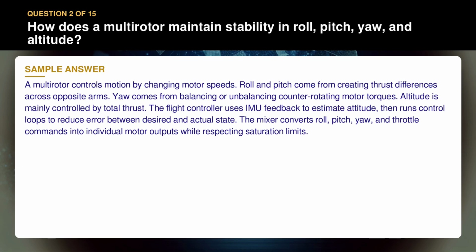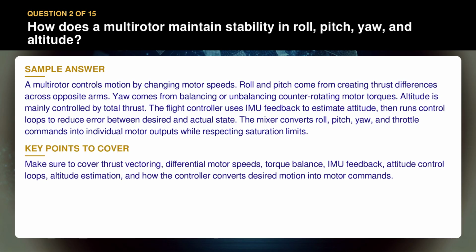The flight controller uses IMU feedback to estimate attitude, then runs control loops to reduce error between desired and actual state. The mixer converts roll, pitch, yaw, and throttle commands into individual motor outputs while respecting saturation limits. Make sure to cover thrust vectoring, differential motor speeds, torque balance, IMU feedback, attitude control loops, altitude estimation, and how the controller converts desired motion into motor commands.